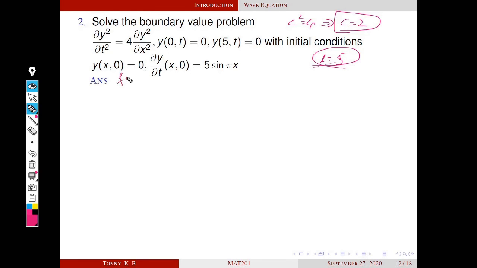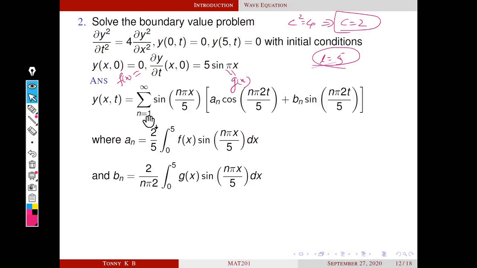And what is f(x)? Here f(x) is 0 because y(x,0) is our f(x). What about this 5 sin πx? This is our g(x). So now everything is known. c is 2, L equals 5, f(x) is 0, g(x) is 5 sin πx. So we know that this is the solution of this problem, replacing c by 2 and L by 5. Here f(x) equals 0, so a_n are 0. To complete this problem, either you can evaluate this integral by substituting g(x), or otherwise, here g(x) is of the form sin πx.